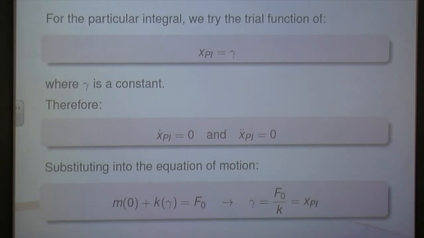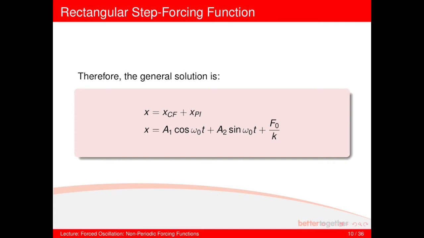And so we've got our complementary function. We now have our particular integral. You can therefore get the general solution. The general solution is the complementary function plus the particular integral. So there's my complementary function, the free response, plus my particular integral at the end.